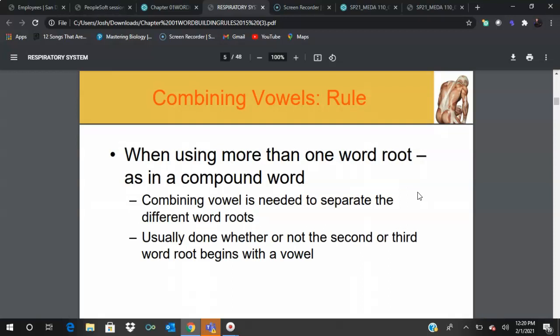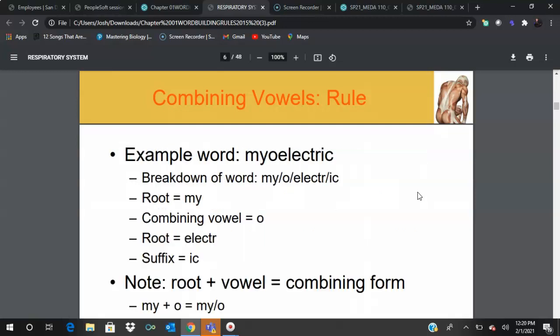Now there are times in some words where you have more than one word root. If you combine two or three word roots together, then it becomes something called a compound word. Compound means more than one. And so it's important to realize that these combining vowels need to be added if we have those word roots together to combine them, regardless of whether the element that we're adding begins with a vowel or not.